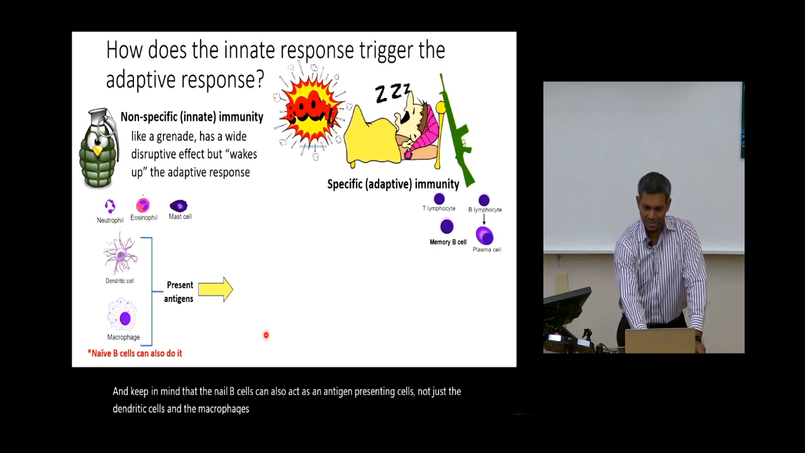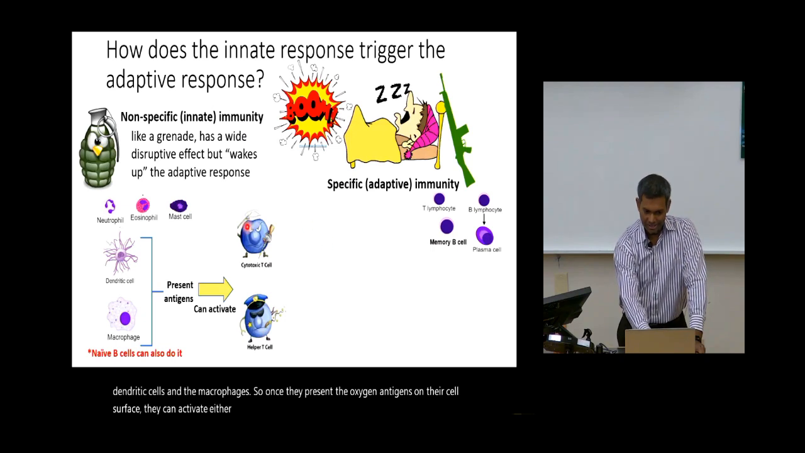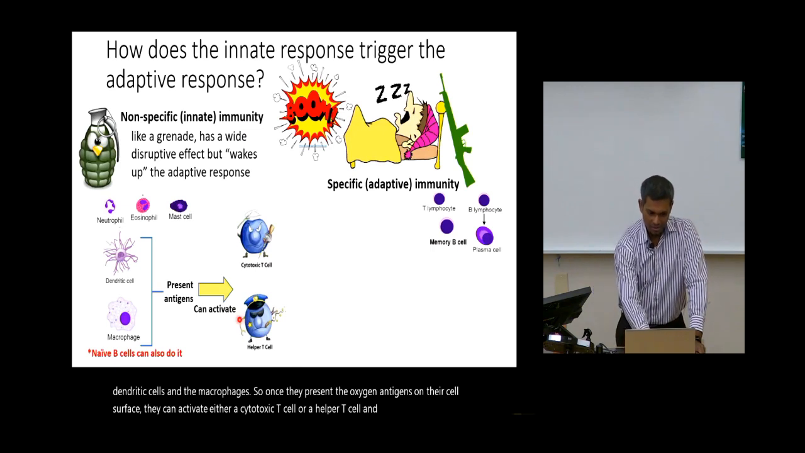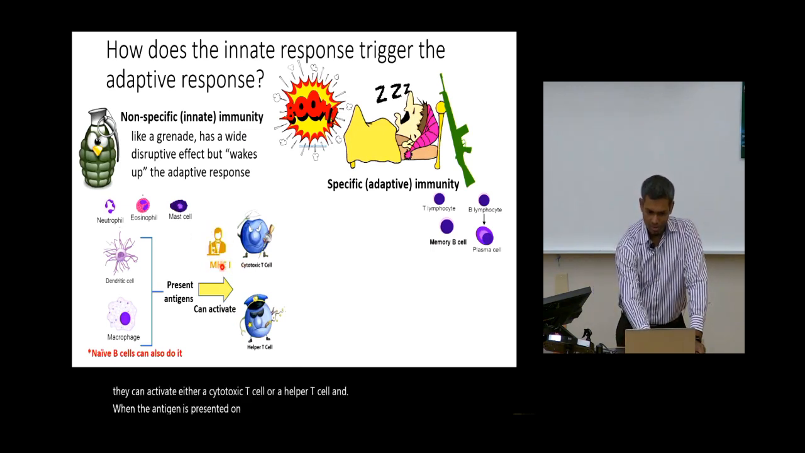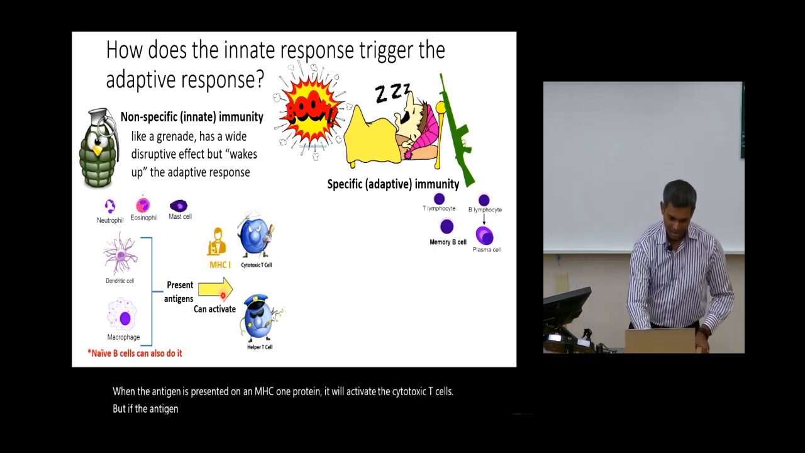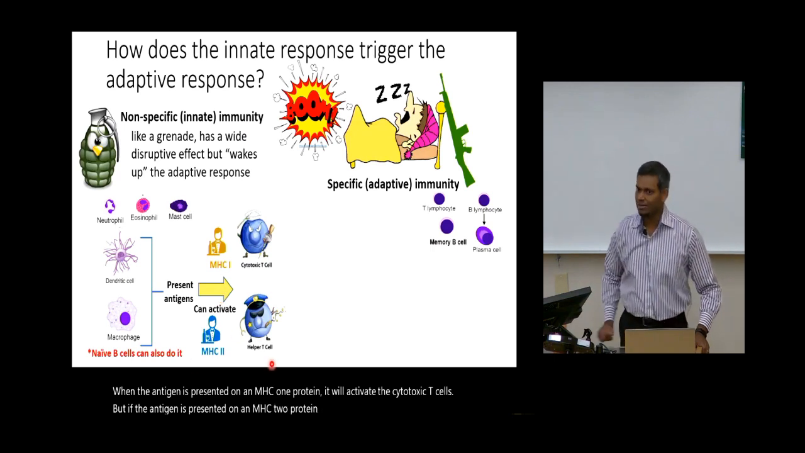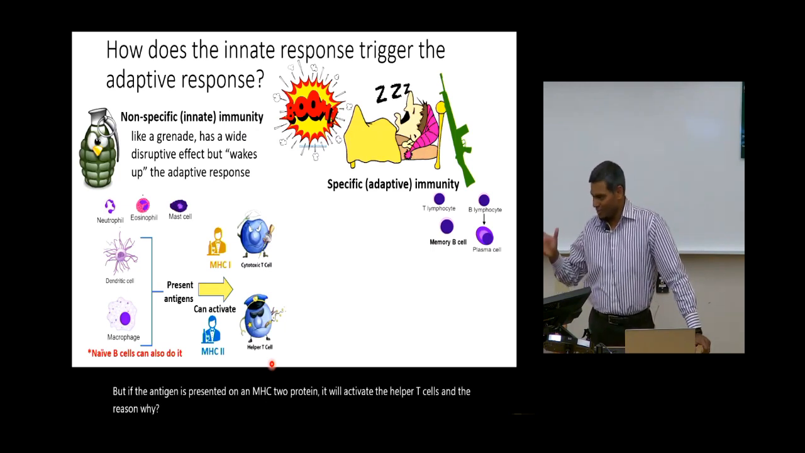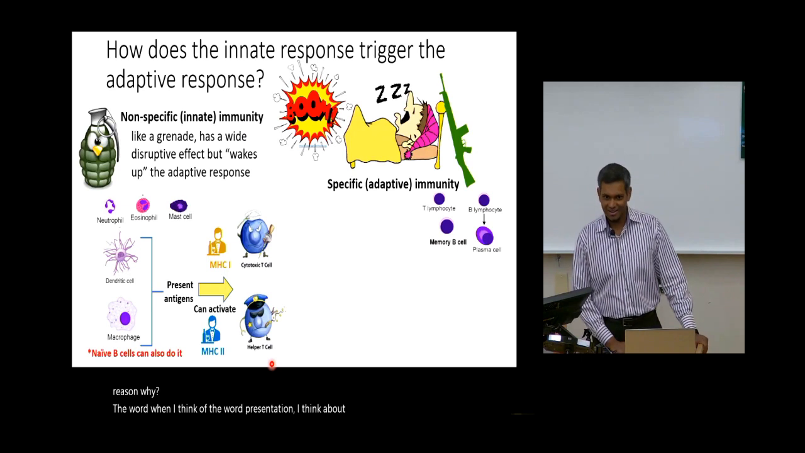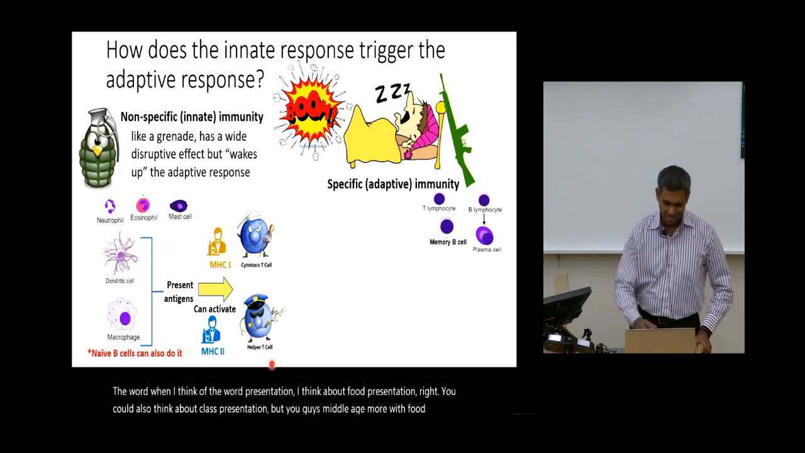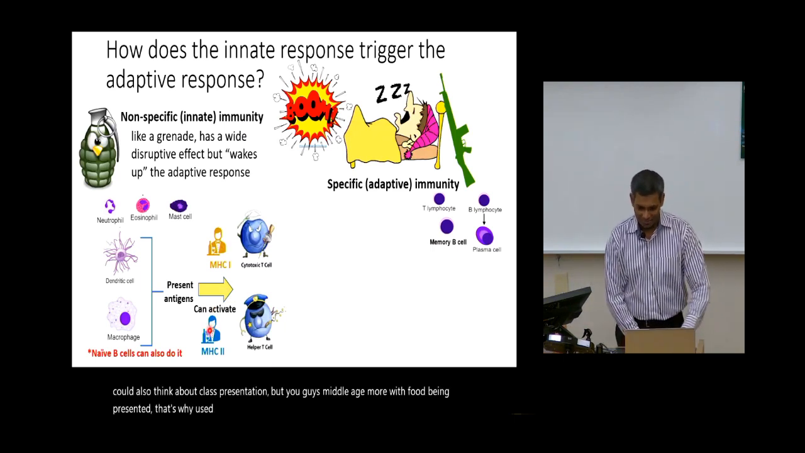So once they present the antigens on their cell surface, they can activate either a cytotoxic T cell or a helper T cell. And when the antigen is presented on an MHC1 protein, it will activate the cytotoxic T cells. But if the antigen is presented on an MHC2 protein, it will activate the helper T cells. And when I think of the word presentation, I think about food presentation, right? You could also think about class presentation, but you guys may relate more with food being presented. That's why I used these icons here.